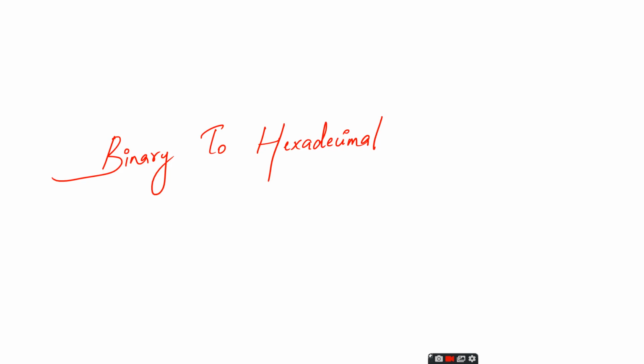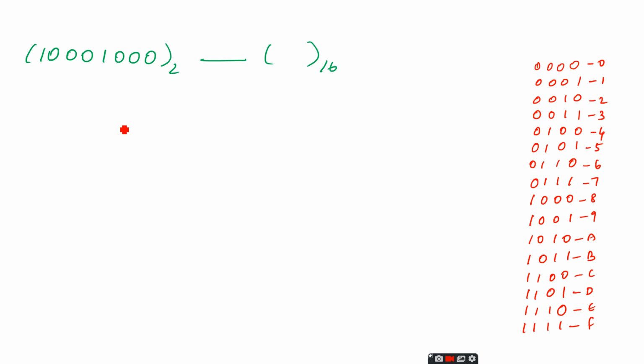Next we can learn how to convert binary numbers to hexadecimal, that is base 2 to base 16. The question is 1000100, and we have to convert this number into hexadecimal. Hexadecimal means it is 4-bit representation, so we have to group it in 4 bits. This is the first group of 4 bits. 4 digits should be there, and we have to group it from the last. And this is the second group of 4 bits.